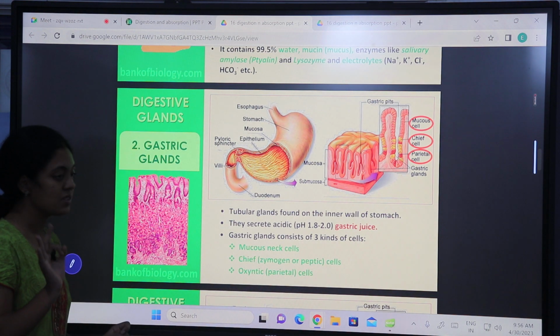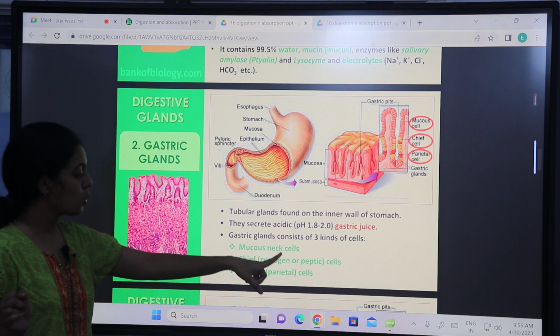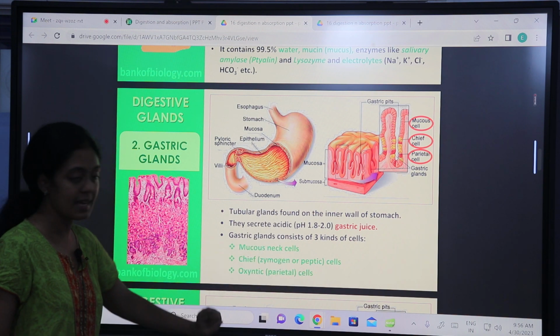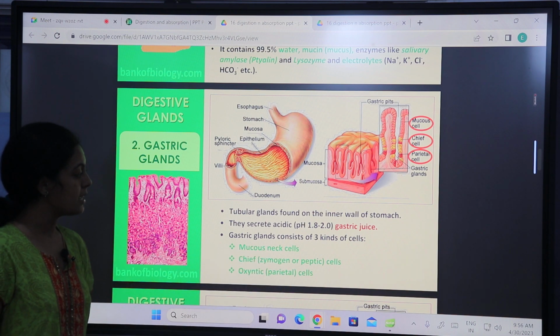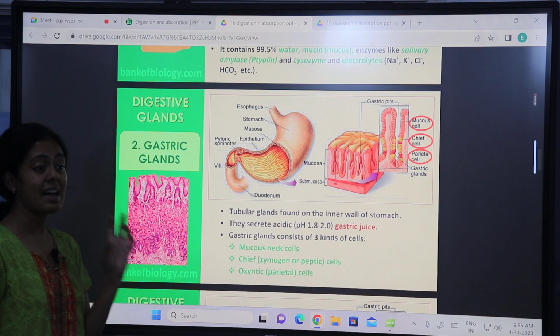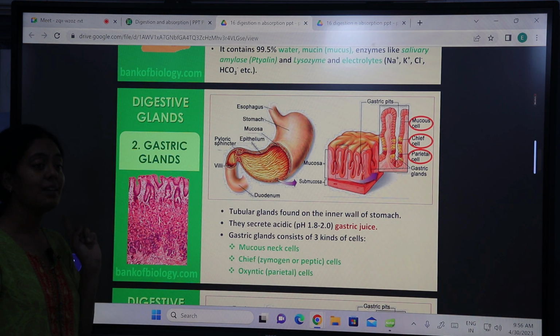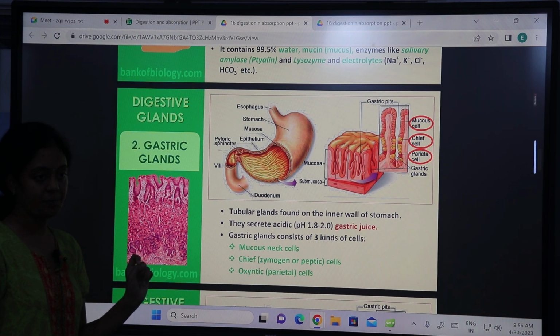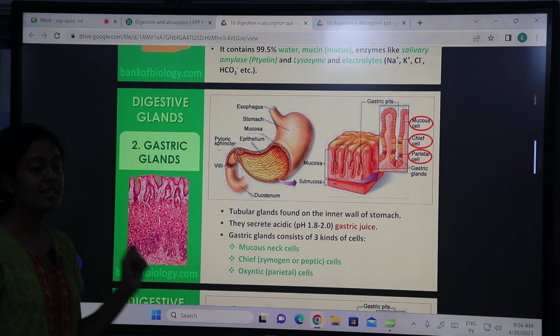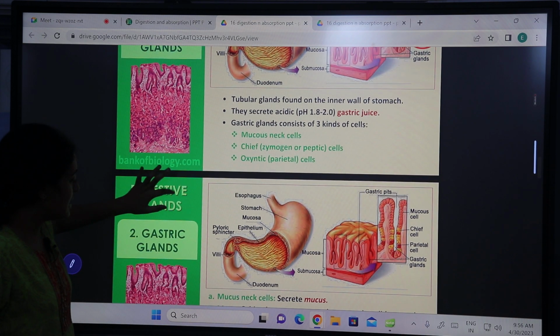The gastric gland consists of three kinds of cell: the mucous neck cell, the chief cell, also called zymogen cell or peptic cell, and the oxyntic cell, also called the parietal cell. All these cells secrete gastric juice, and the pH of the gastric juice is 1.8 to 2. This is important, it's highly acidic, very important. Yes, so let's discuss one by one.